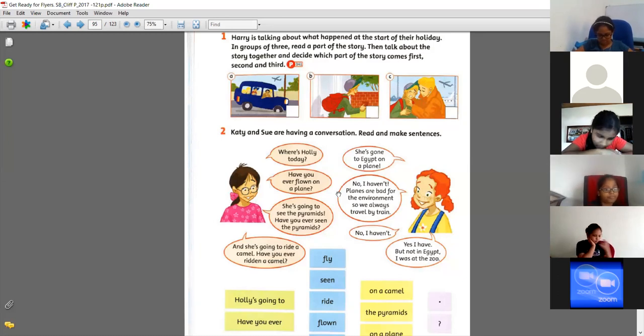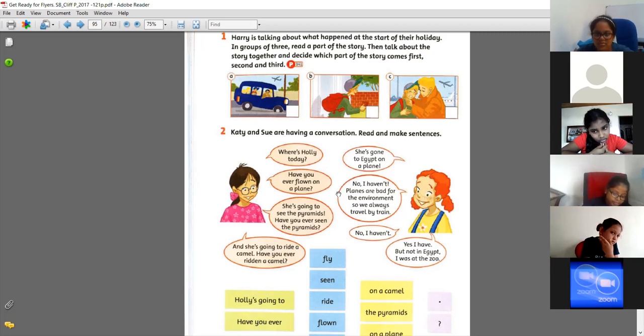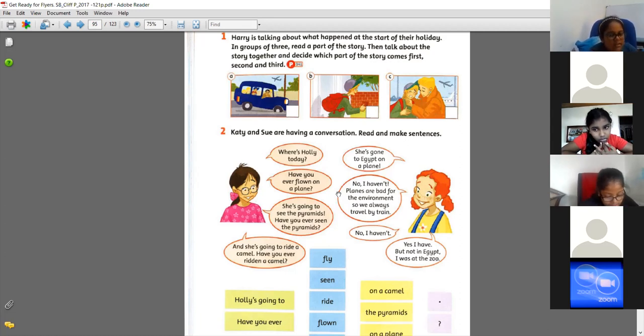Vinodi? When Holly and Harry were going to the holiday, Harry is playing with his sister, and Harry's neck is hard. That's all. Okay.